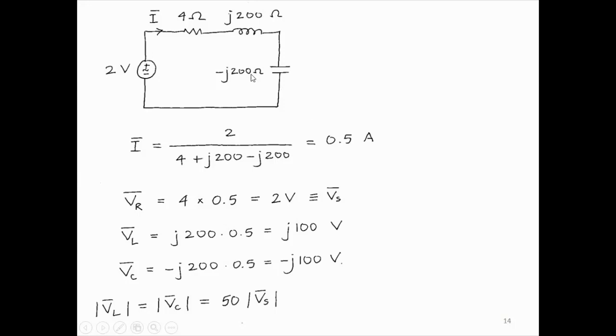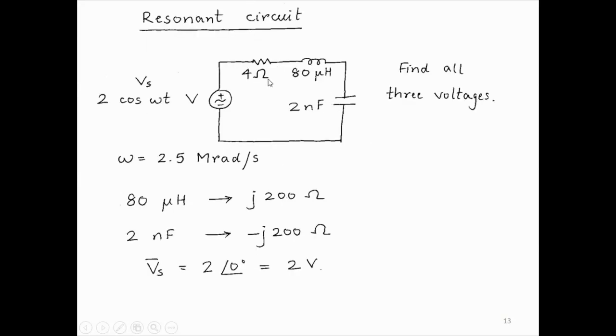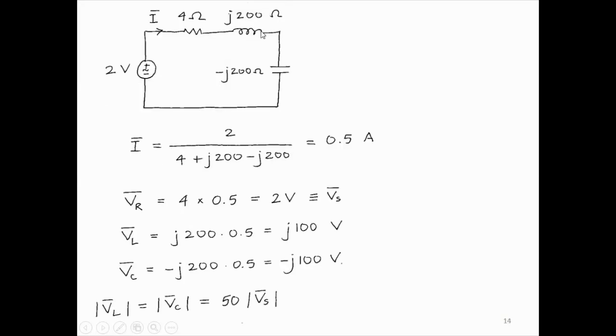So this, as you perhaps know, is the characteristic of a resonant circuit. The simplest resonance circuit is basically an RLC circuit, either series or parallel, there are both types. And if the inductive impedance has the same magnitude as the capacitive impedance, J200, then the sum of these two will become 0. That is the characteristic of a resonant circuit, where the inductive impedance and the capacitive impedance cancel each other. So the net impedance of the circuit is purely resistive. That is a resonant circuit.